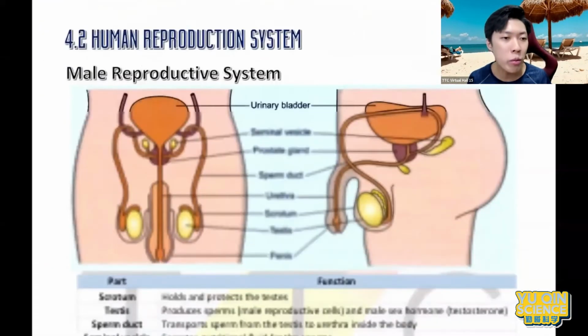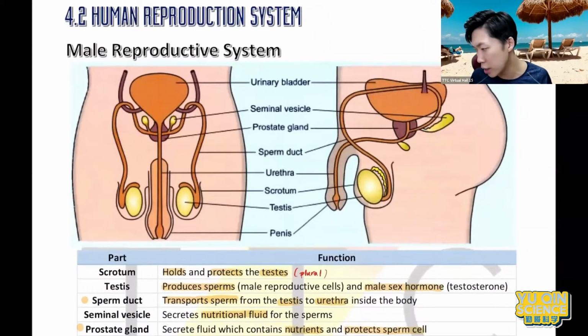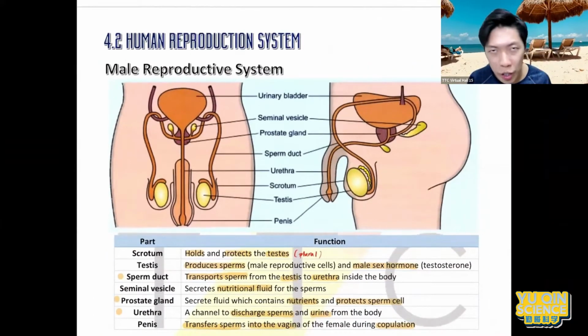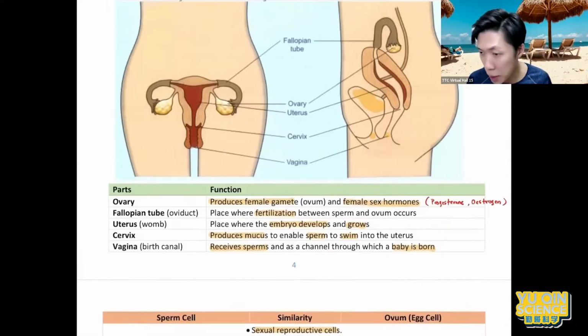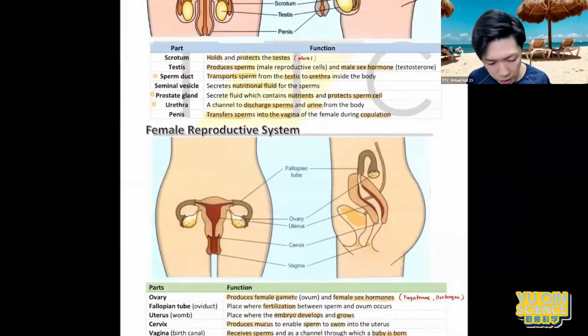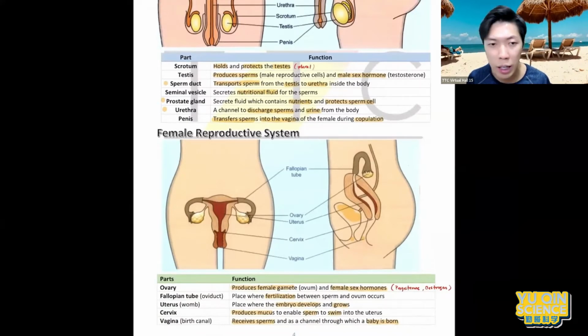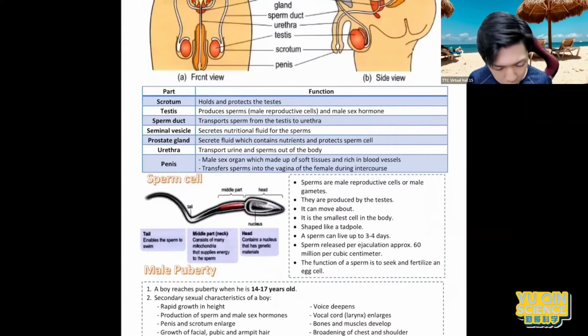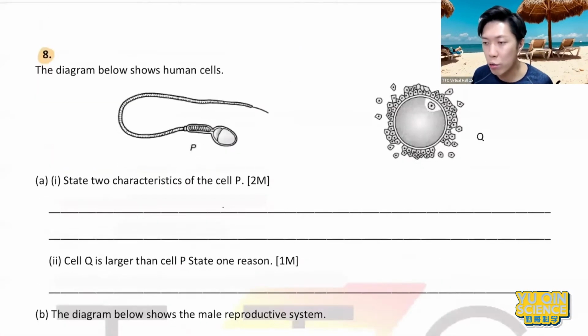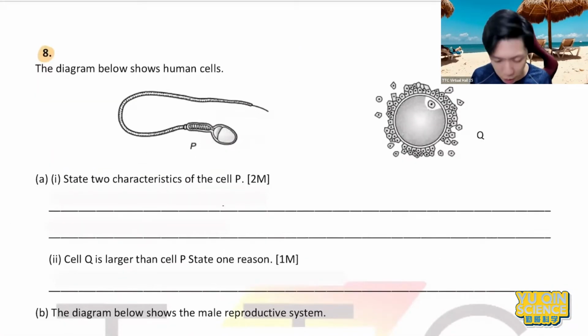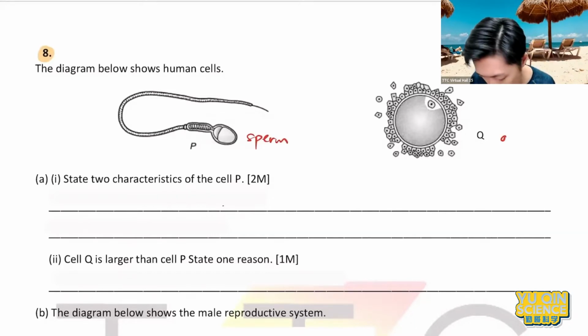Then we have the human part, ladies and gentlemen. Function, oh, very annoying, there's a lot to memorize. Male and female both, labelings and function. So I think the first question is about that. Please turn to your page 18. This is about reproductive cells, sperm and ovum. Obviously this is sperm and this is ovum. So question number 1.